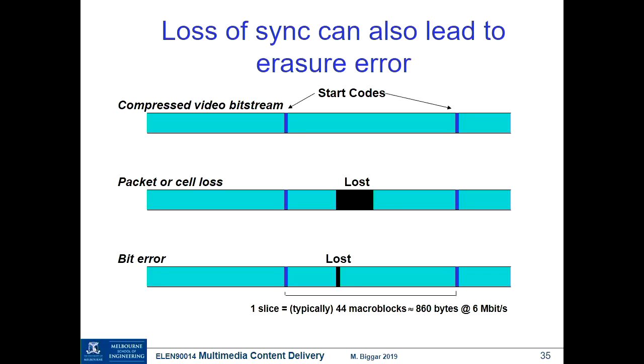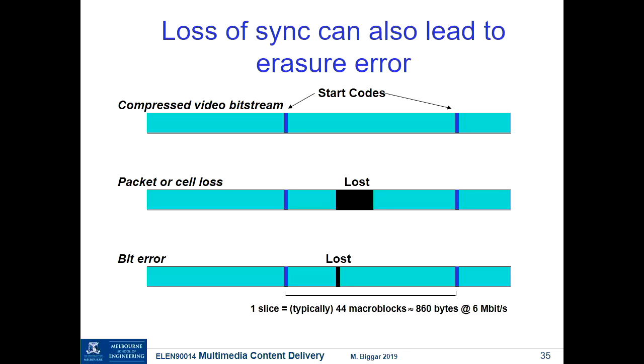So if we consider that, say we've got this compressed video bit stream, we've got start codes, remember the picture start codes, and group of block start codes, I think, similar as the typical thing that's done.